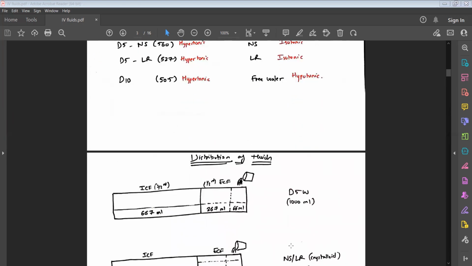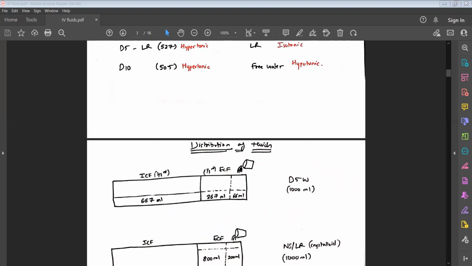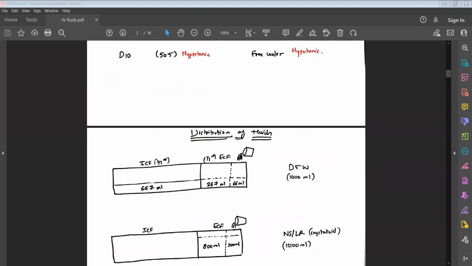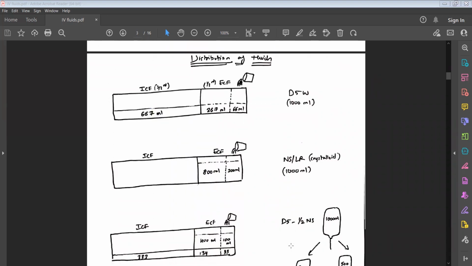Now, why are these fluids different from one another, and what's going to happen when you infuse these fluids through the IV lines? Let's start with the D5 water. When you try all these fluids, try to imagine that you're using a bucket of water and you're infusing them through the IVs into the intravascular compartment. Now, if you infuse D5 water, it's like giving free water to someone.